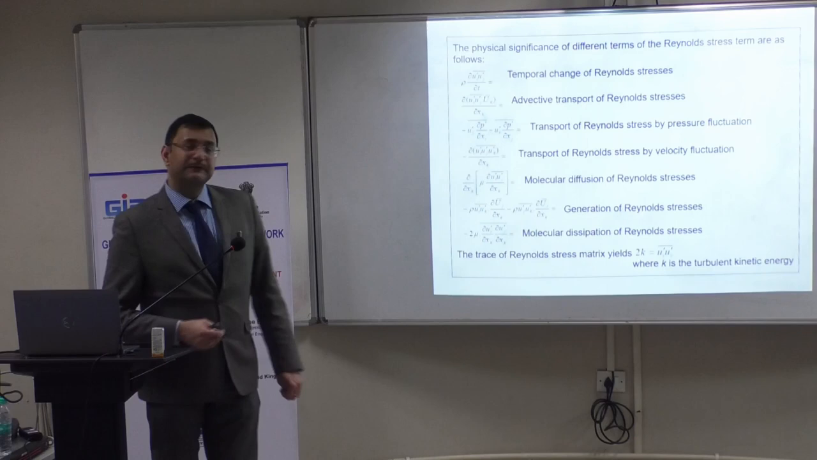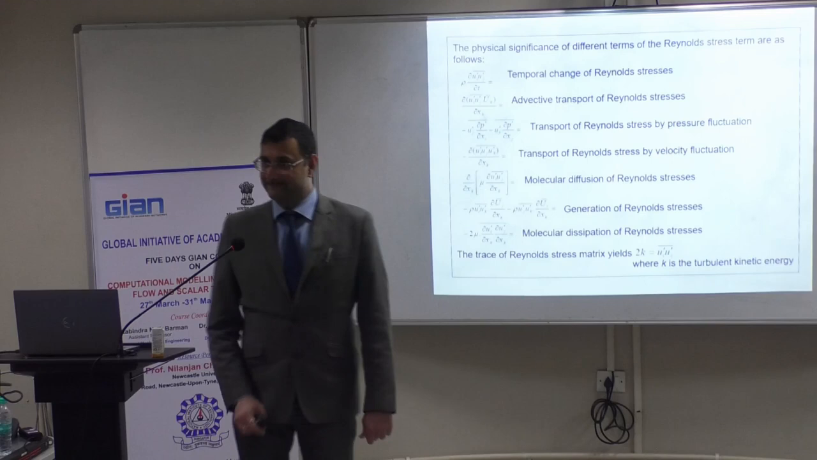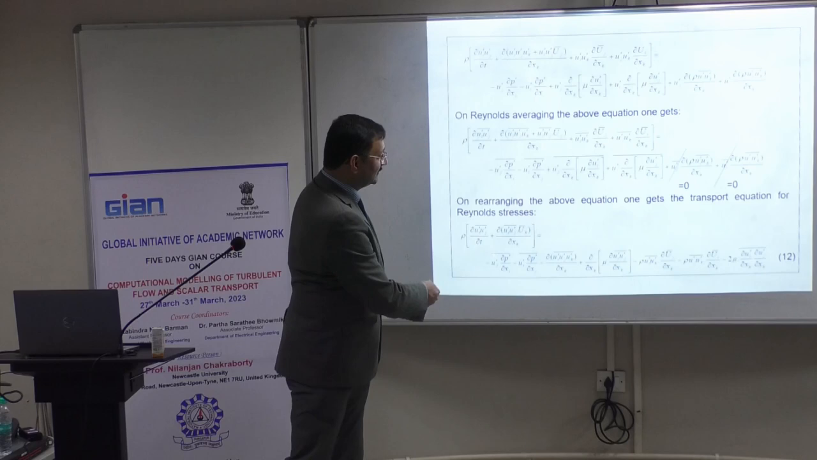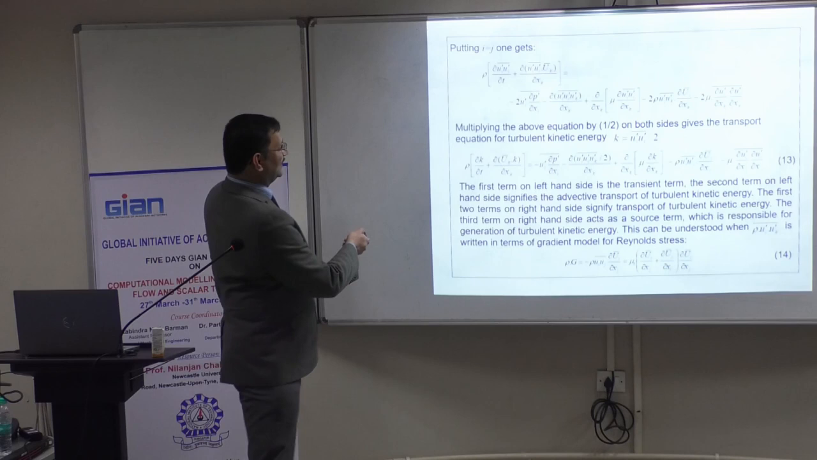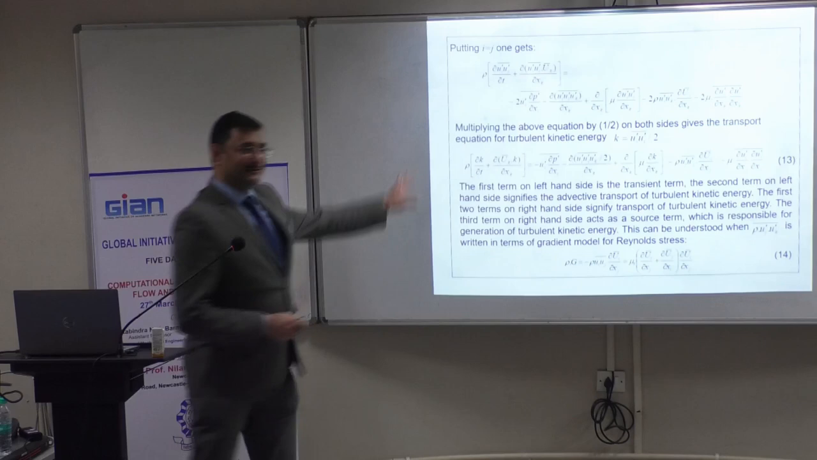Now, if you consider the trace of the Reynolds stress tensor, that means ui prime uj prime bar with i equal to j, that gives you, by definition, twice the turbulent kinetic energy. Okay? And if you put i in the place of j, effectively you will get an expression for twice k. And that effectively gives us this transport equation for turbulent kinetic energy. It's the exact equation for turbulent kinetic energy. It's not the model one. This is not what Fluent or STAR-CCM+ or CFX solves. Okay?